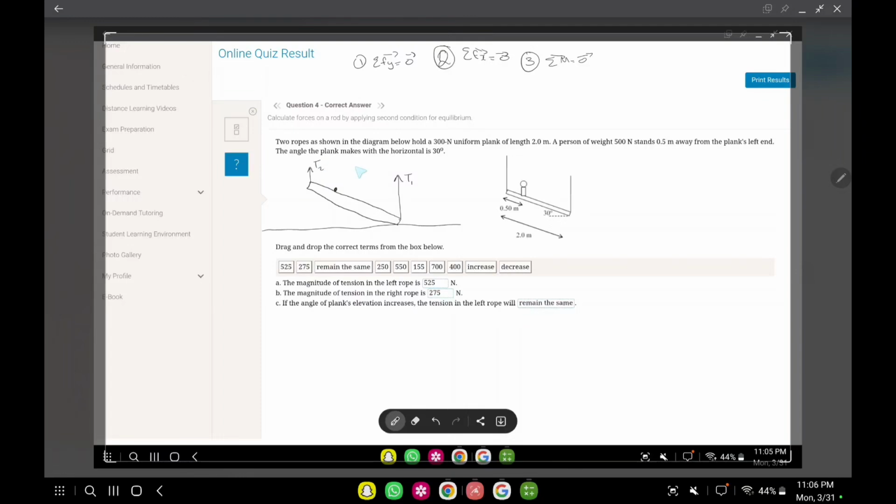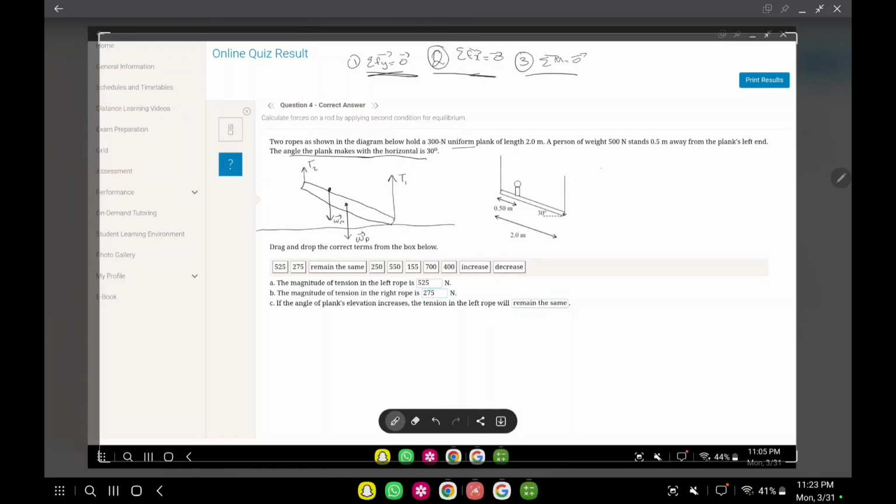You have obviously the weight of the plank. They told us it's uniform, so the weight will act halfway through the plank. Then you have the weight of the man, right? What other forces could we have over here? I wanted to check if there is a normal force, because if this was resting on the ground, then there should be a normal. But in this case, there's none, because it's not resting on the ground. This is just hanging. They only put the 30 degrees here to show you that it's making a 30-degree angle like this.